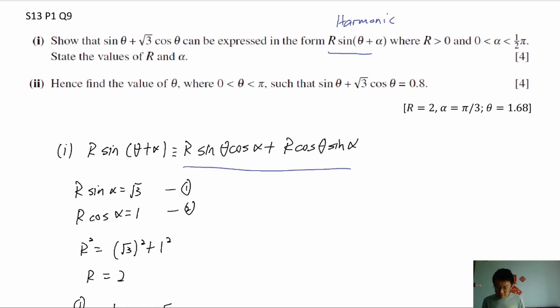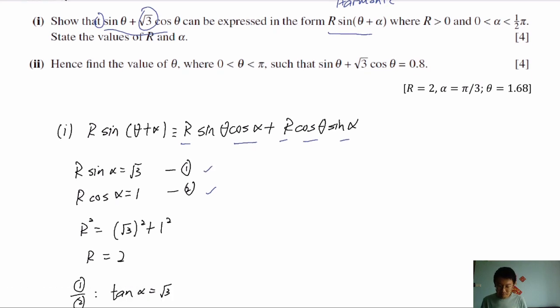From there, we just have to compare with what is given earlier. We have sine theta and root 3 cos theta, so we compare sine with sine and cos with cos for theta. If we compare the sine theta, we get r cos alpha, the coefficient for the sine, equals 1. That gives us the second equation. Another term: if we compare the cos theta, we have r sine alpha equals root 3. So with that we have 2 equations.